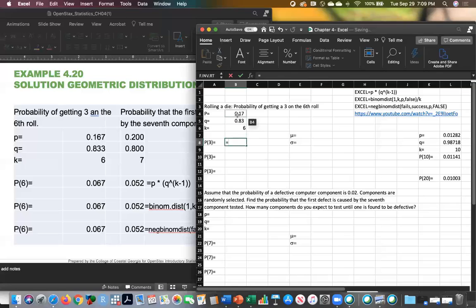In this case, I'm going to use the formula. So P is going to be 17% times the probability of failure to the power of K minus 1, right? Do I need another parenthesis? I guess yes. Okay, so that's going to be my value, 6.7%. That's the probability of getting a 3 in the 6th roll. So I throw the die 6 times, and I am expecting that the 6th is going to be a 3. We can also do it by using the binomial distribution.